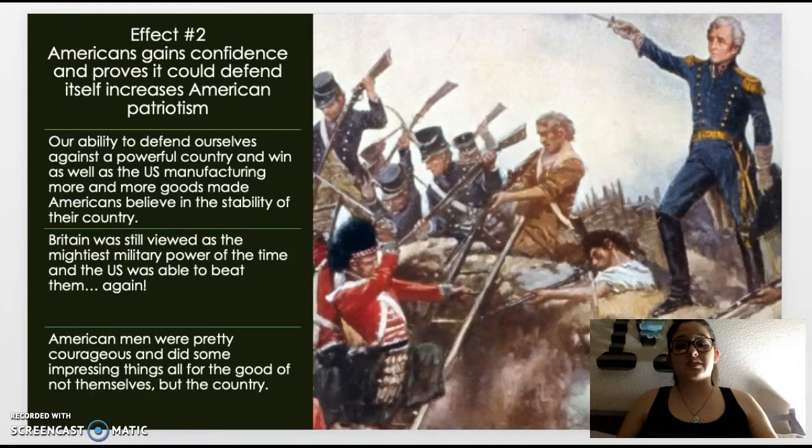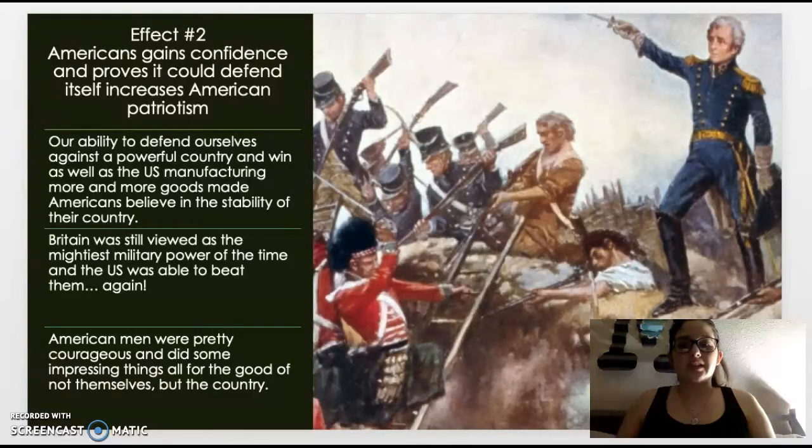So this actually had a positive effect on our country. Because of the fact that they were kidnapping our sailors, Americans gained confidence in the fact that it could now defend itself and prove to the world that it can defend itself. So it increased American patriotism.